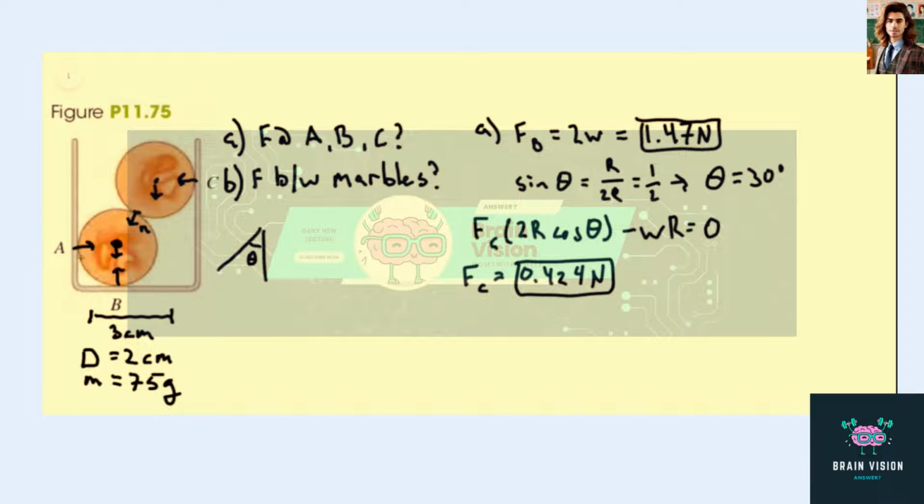And now FA has to be equal and opposite to FC, because those are the only two horizontal forces acting on the marbles as a whole. And if you wanted to be formal about it, that would be the sum of the x forces equals 0. You'd end up with this.